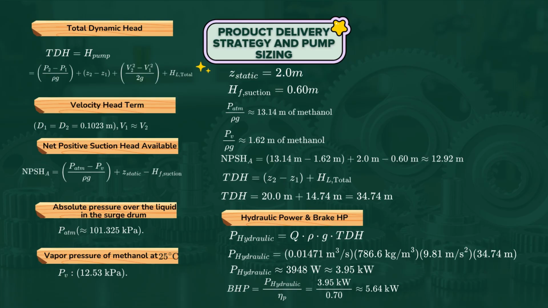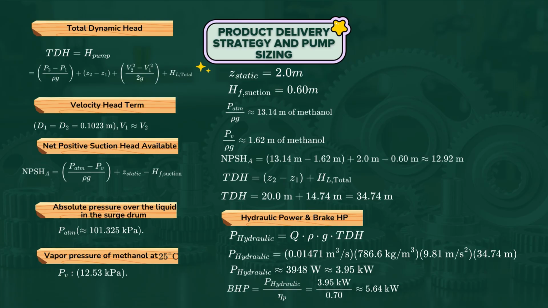The TDH calculation simplifies to TDH equals H pump equals (P2 minus P1) divided by density times G, plus Z2 minus Z1, plus (V2 squared minus V1 squared) divided by 2G, plus HL total. For this system, pressure head term: assuming P1 surge drum and P2 storage tank are both open to ordinary atmospheric pressure, this term is effectively zero. Velocity head term: since the pipe diameter is constant, d1 equals d2 equals 0.1023 meter, v1 equals v2, making this term negligible. Third, static head term, z2 minus z1 equals 20 meter, total from pump centerline to tank inlet.